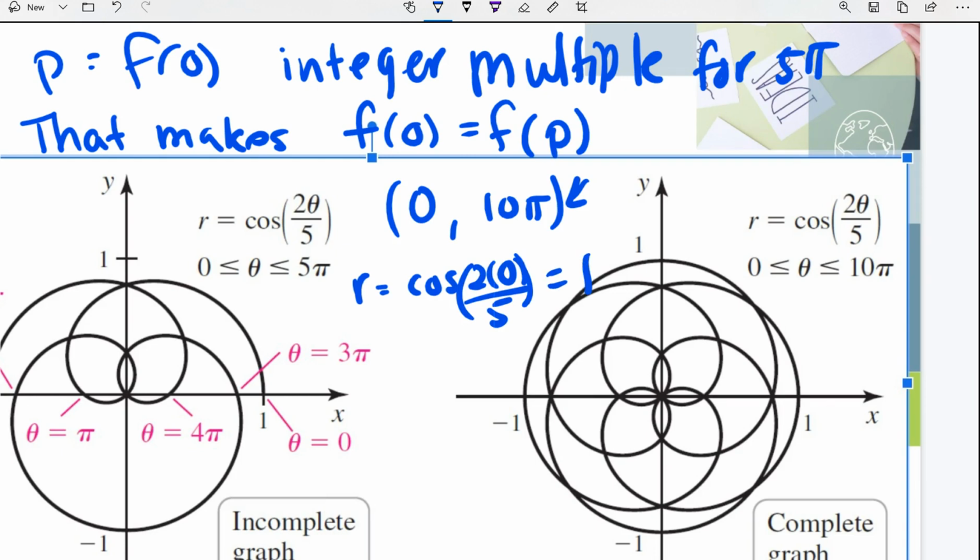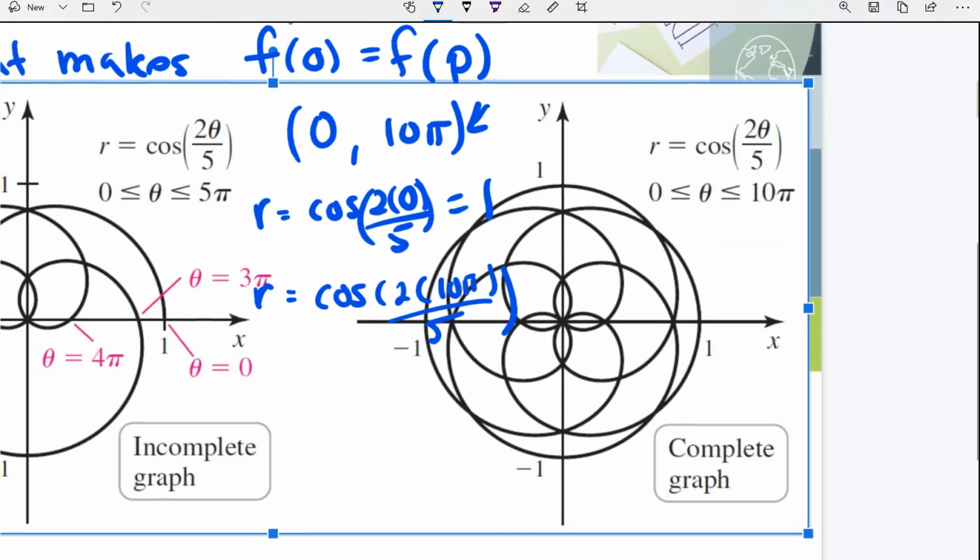5 pi won't get us there. 5 pi gets us to -1, so the next closest integer multiple of 5 pi would be cosine of 2 times 10 pi over 5. The 5 here would cancel with this 5, and this 2 would double with that, so it would give us our cosine of 4 pi, which would give us back 1.